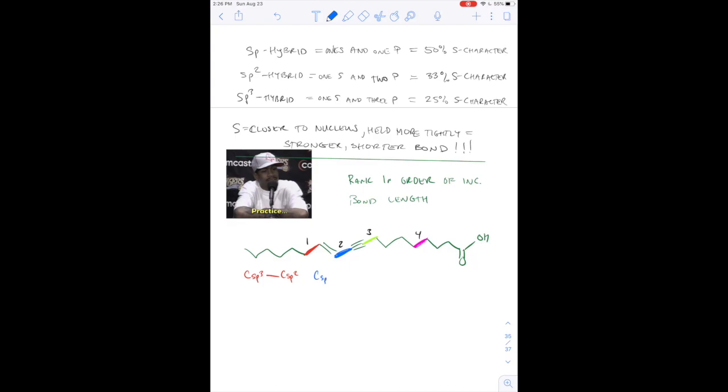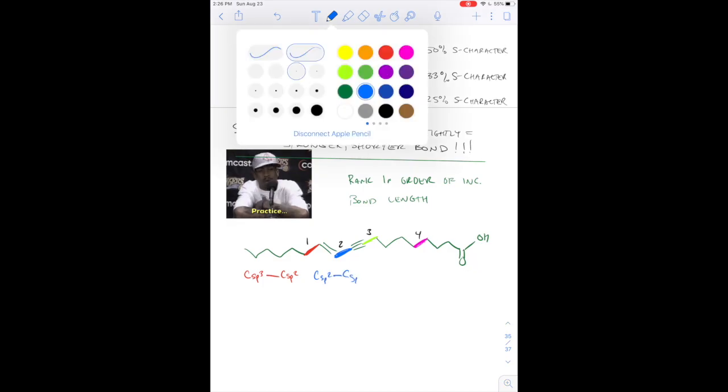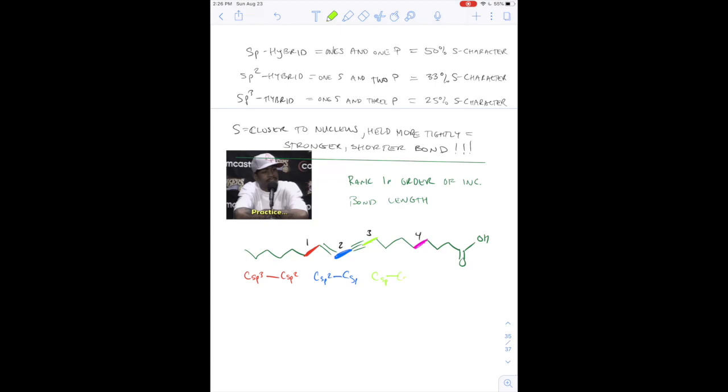Red: C sp3 bound to a C sp2. Blue: C sp2 bound to a C sp hybridized carbon. And then the green is a C sp bound to a C sp3. The C sp3 bound to a C sp3 is the pink, right? Remember, the more s character, the shorter, stronger the bond. So the shorter the bond, the more s character. Since the pink has 2 sp3 hybridized orbitals, that means that it's only 25% s, and it has to be the longest. We write number 4. It's the longest bond.